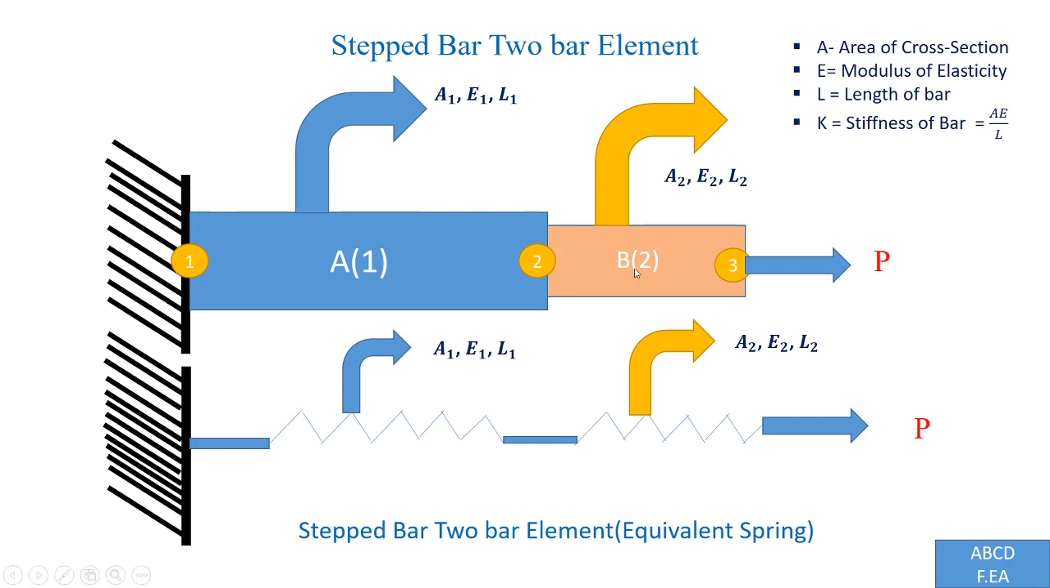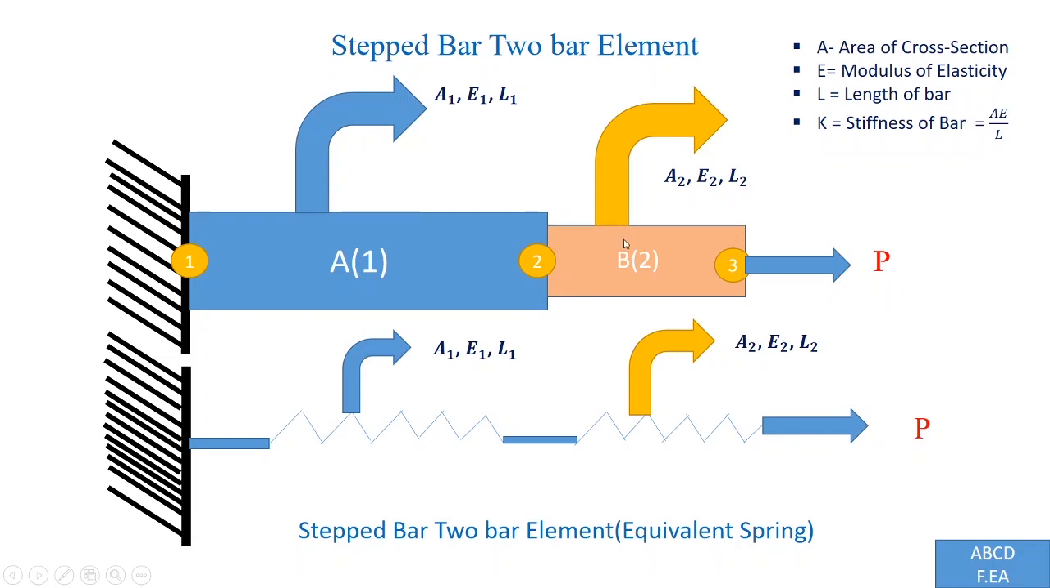Got it? And these are the parameters which have been given. A is the area of cross section, E is the modulus of elasticity, L is the length, and K is the stiffness of the bar or element, that is AE by L. Got it? But here it will vary. For example, if the stiffness is given as K for the whole system, then it is K, but here it will be K1 for this element and K2 for this element. It depends upon the problem.